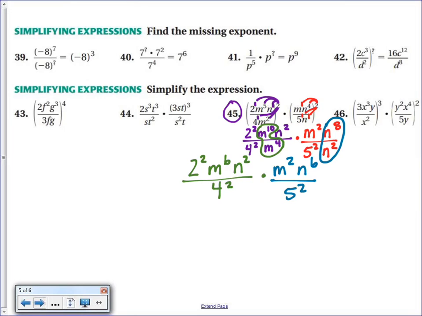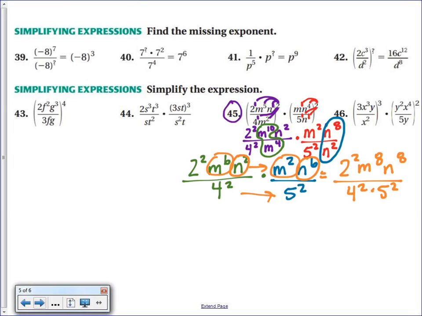Now we have to go ahead and combine these together. So let's multiply straight across. Okay, and you'll notice that m to the 6th and m squared, when you multiply, you add the exponents together. So that's going to give me 2 squared m to the 8th. Okay, and then I also notice I have n squared and n to the 6th. So when I'm multiplying, I add the exponents. That gives me n to the 8th all over 4 squared times 5 squared.